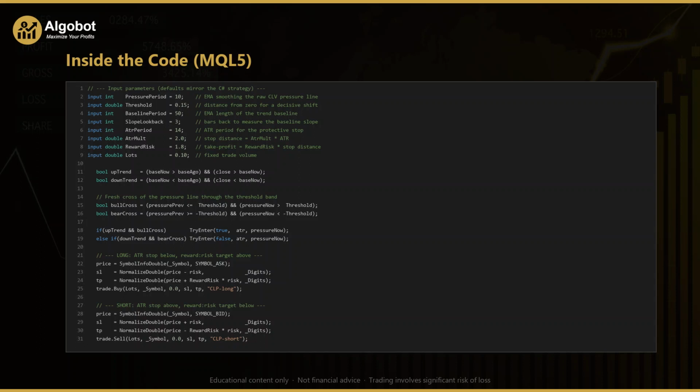Then come the two cross checks. The bull cross is true when the pressure line was at or below the positive threshold on the previous bar and is now above it, capturing a fresh upward cross. The bear cross mirrors that against the negative threshold.